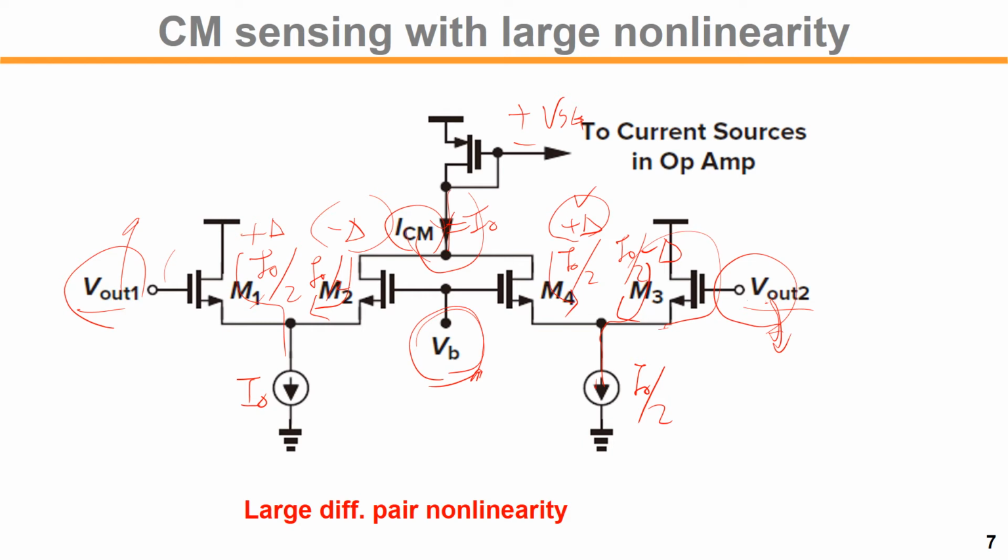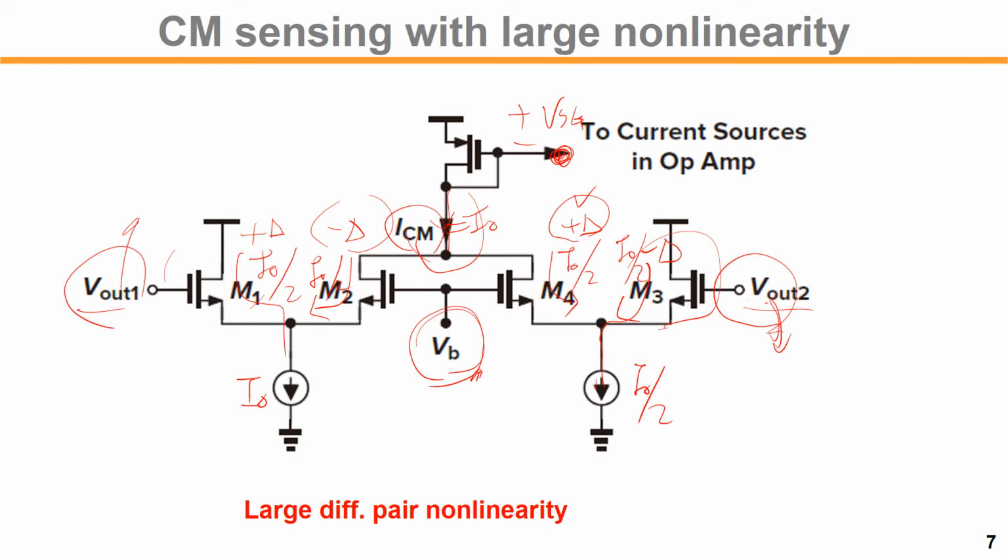But if out1 and out2 go up by the same amount, then the M1 and M3 currents will go up, and the M2 and M4 currents will go down. So the output level of the diode connected PMOS will go up. It just reacts to the input common mode level.